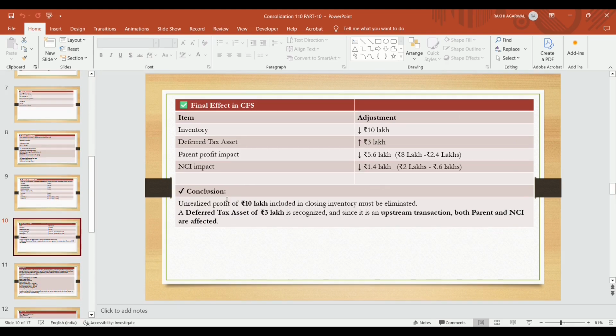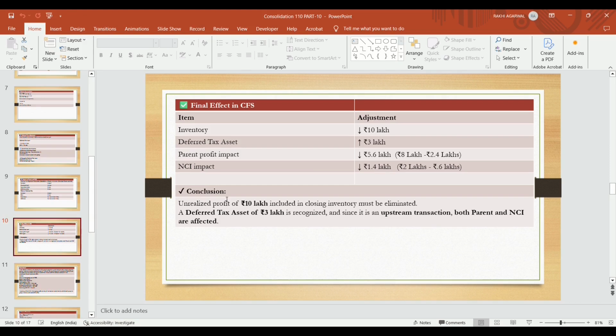Now the final effects in CFS: inventory goes down by 10 lakhs. Deferred tax asset is recognized in the balance sheet, so it goes up by 3 lakhs. Because 8 lakhs is the parent's profit and deferred tax asset is recognized separately, we have to reduce the parent's profit. Parent's profit is 8 lakhs, out of which the deferred tax asset, that is parent share, is 80% of 3 lakhs, 2.4 lakhs, which should be reduced, so it becomes 5.6 lakhs. So the remaining profit of the parent becomes 5.6 lakhs, and NCI profit becomes 2 lakhs, out of which 0.6 lakhs is to be reduced, so it becomes 1.4 lakhs.